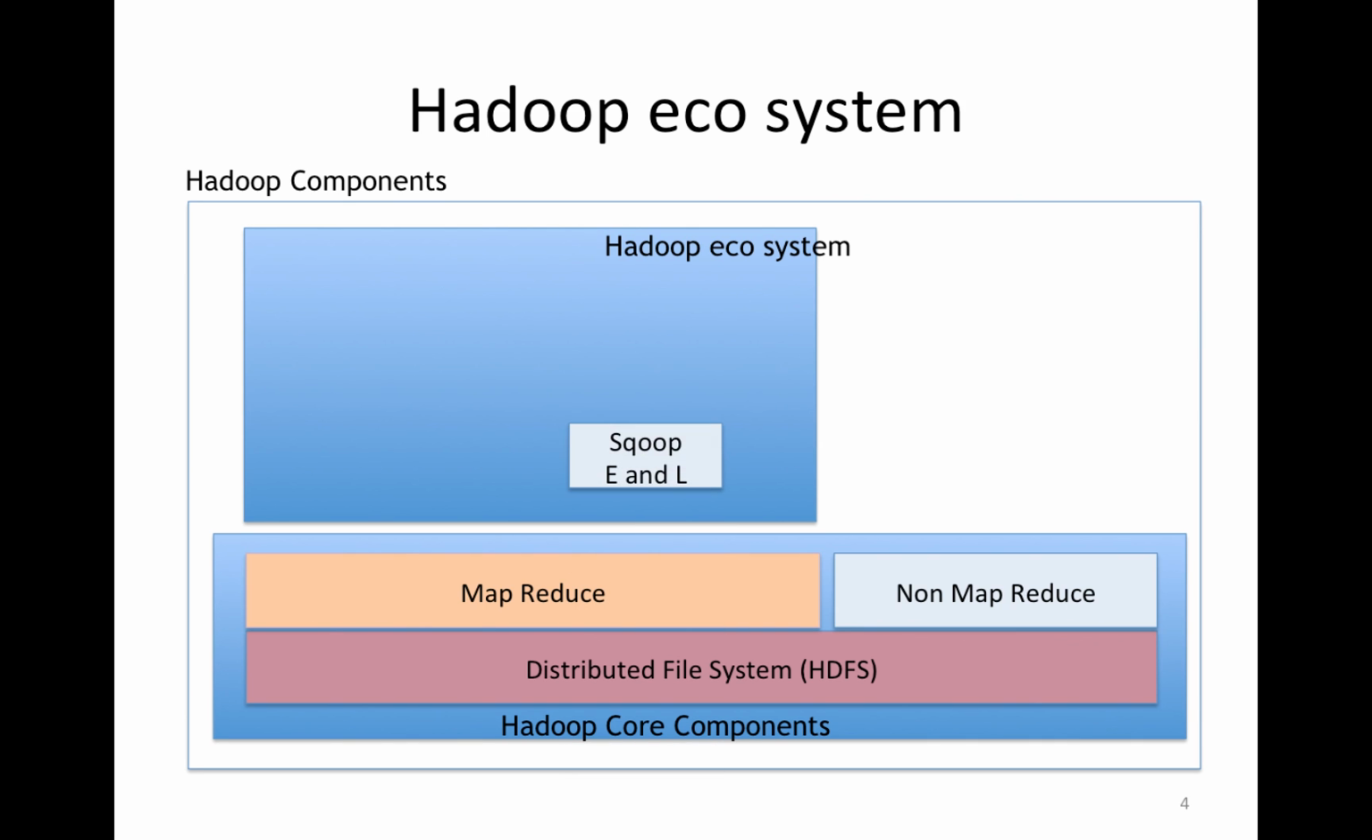So I will be covering Sqoop. Sqoop will be used to get data from relational databases into Hadoop. So we will be doing extract and load using Sqoop into Hadoop. And then we will use Hive for transformation and load, as well as batch reporting. So you will be learning Hive very extensively.